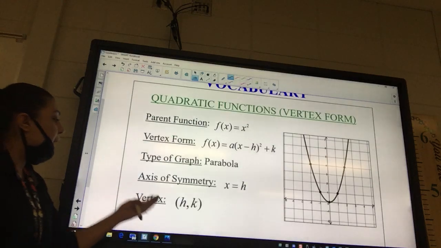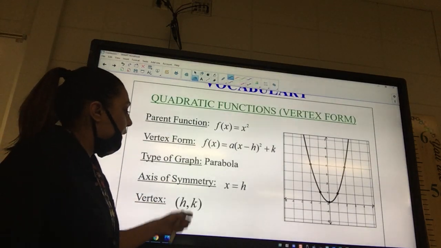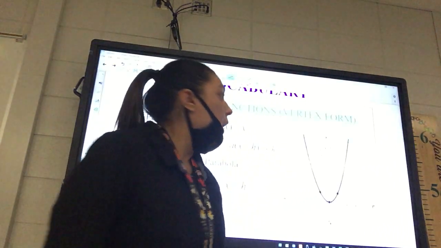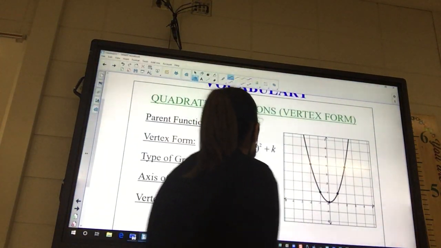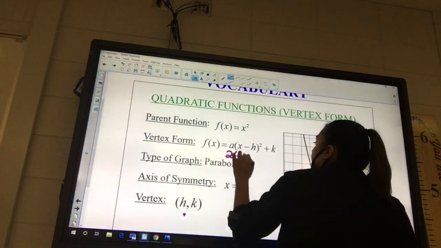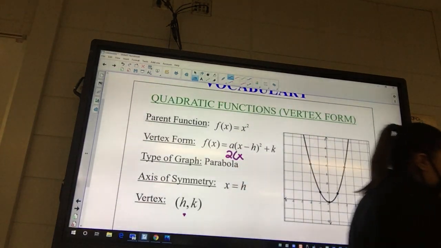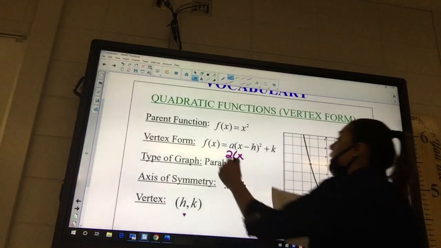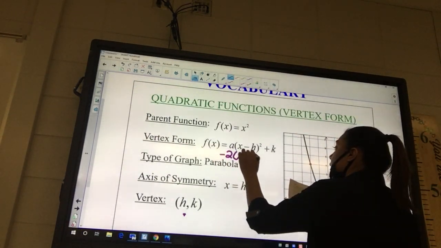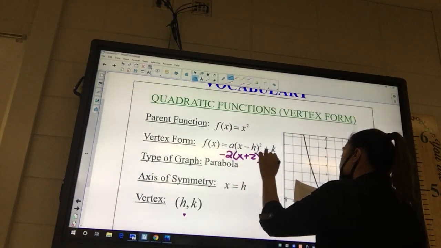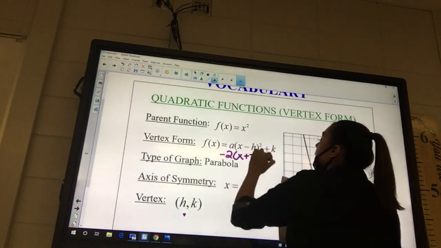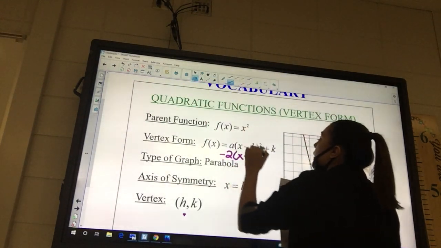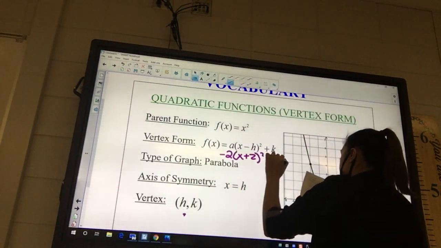Okay, the vertex is (h, k). What is the vertex normally? (0, 0). However, if we shift it, and we can just say, what is the very first problem? Negative 2x plus 2 squared minus 3.